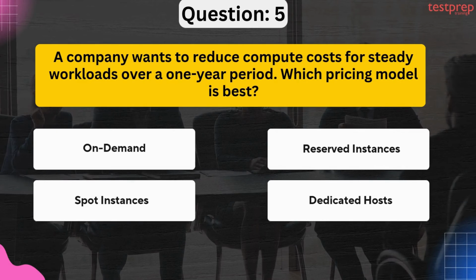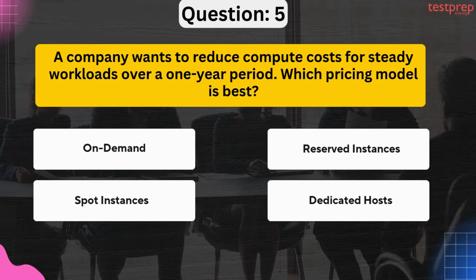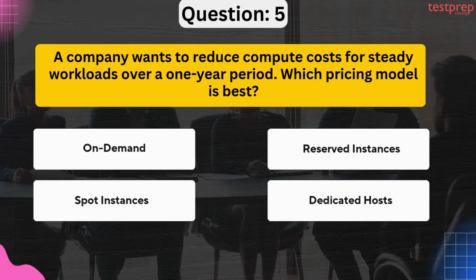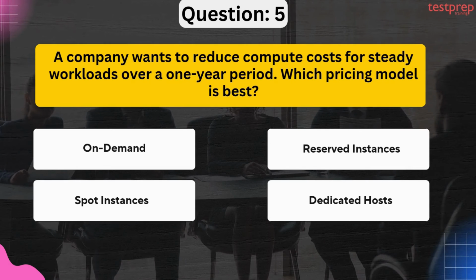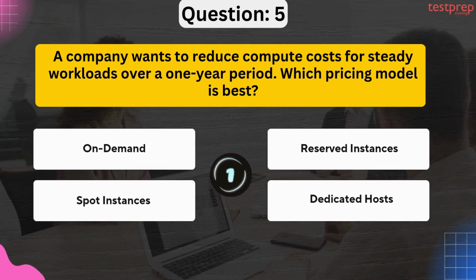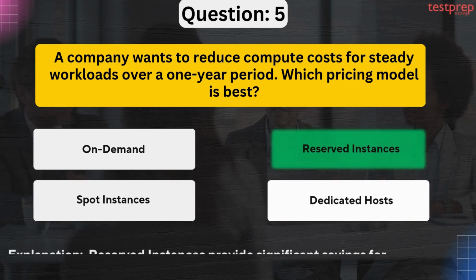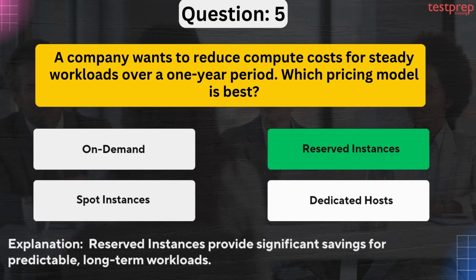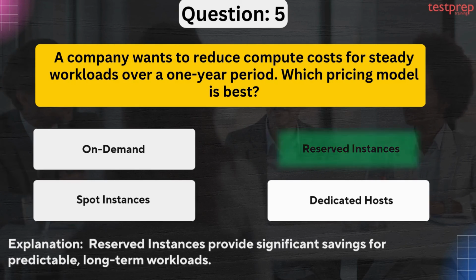Question 5. A company wants to reduce compute costs for steady workloads over a one-year period. Which pricing model is best? The correct answer is Reserved Instances. Reserved Instances provide significant savings for predictable, long-term workloads.